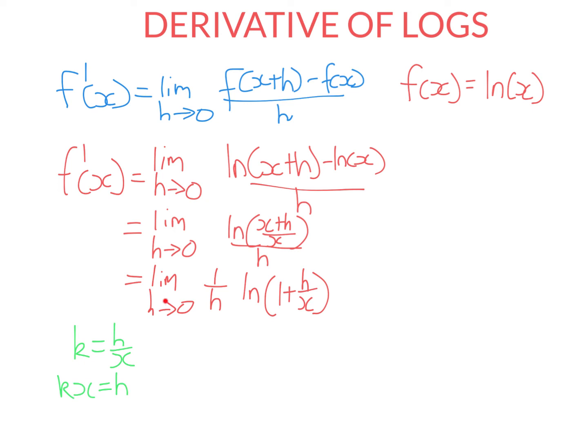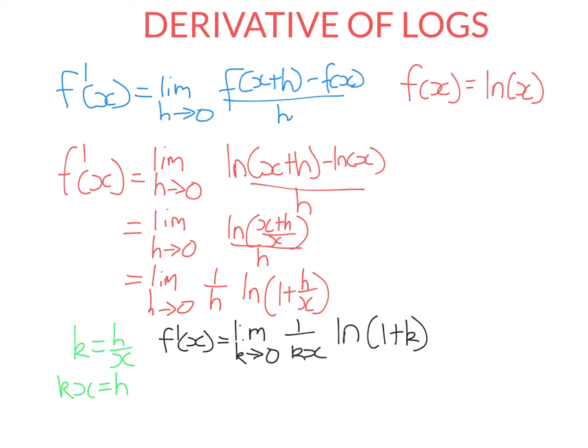Now, as h approaches 0, this thing here will also approach 0, because 0 divided by anything is 0. So I'm now going to put this substitution back into this formula. So I'm going to write everything now in terms of k. As I said, as h approaches 0, k will approach 0. So if h is k over x, 1 on h is just 1 over kx. So when I come to the log, I have h over x equals k, so this will be the natural log of 1 plus k, which makes things much easier.